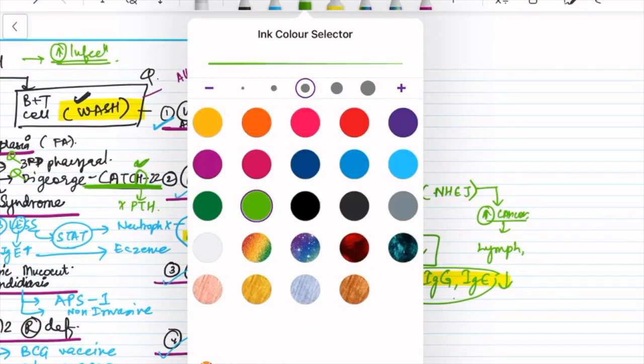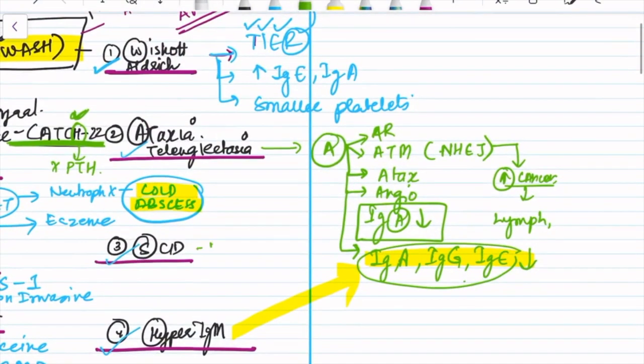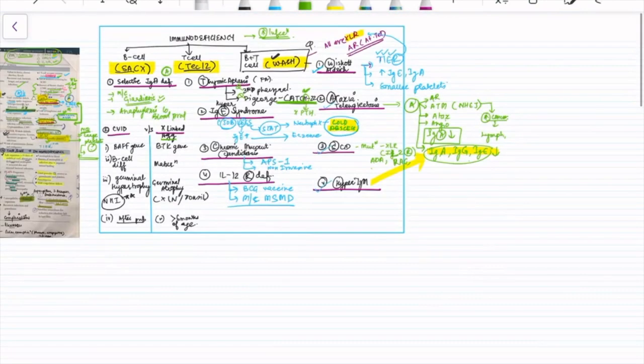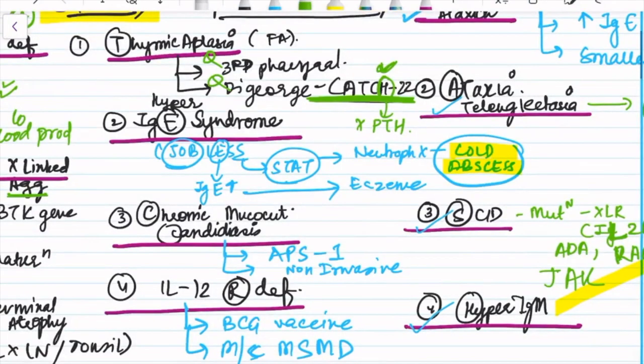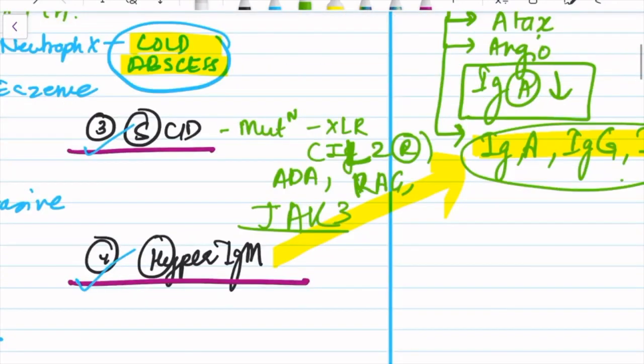Now let's move to SCID. In SCID you just need to remember the mutation, and the most common is an X-linked recessive mutation, that is in the IL-2 receptor. Then others we already know: ADA, which is an autosomal recessive mutation. We have the RAG gene and the JAK3 mutation is also prevalent here. Apart from this, just a point to remember in SCID is decreased TREC.